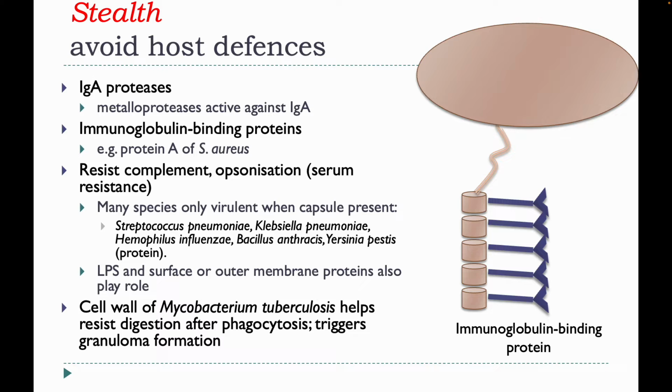Many pathogens have these characteristics that they can resist complement and opsonization. Many capsular organisms, pneumococcus, Klebsiella pneumoniae, Haemophilus influenzae, Bacillus anthracis, pestis, all of that. And the bacterial surface is often coated with proteins or polysaccharide that will actually help with this process. And Mycobacterium tuberculosis, coming back to that, has a cell wall that actually prevents it from being degraded after phagocytosis.